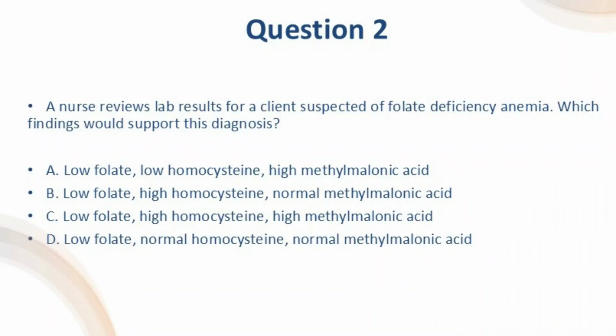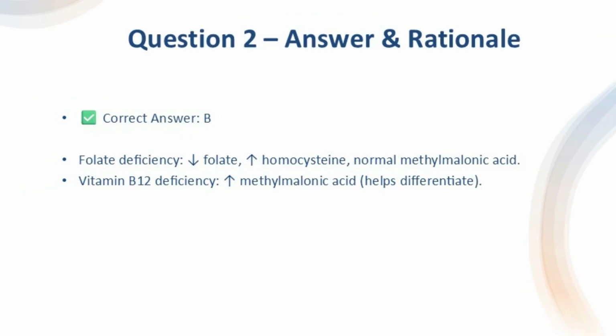Question 2. A nurse reviews lab results for a client suspected of folate deficiency anemia. Which findings will support this diagnosis? A. Low folate, low homocysteine, high methylmalonic acid. B. Low folate, high homocysteine, normal methylmalonic acid. C. Low folate, high homocysteine, high methylmalonic acid. And D. Low folate, normal homocysteine, normal methylmalonic acid. The best answer will be B. Low folate, high homocysteine, and normal methylmalonic acid. This helps differentiate it from vitamin B12 deficiency, where both the methylmalonic acid and the homocysteine will be high.